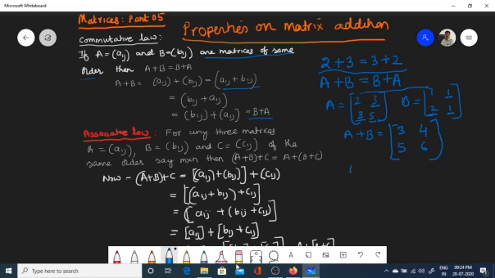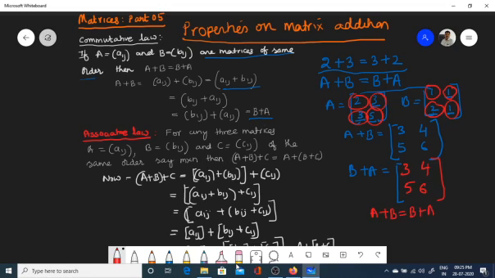Similarly, we can obtain B plus A. So B plus A, just by adding the corresponding elements of B and A. So there also 1 plus 2 is 3 here, and this is 1 plus 3, that is also 4, and 2 plus 3, and that is 5, and 1 plus 5, that is 6. So we conclude that A plus B is equal to B plus A. So we conclude the addition of two matrices is commutative.